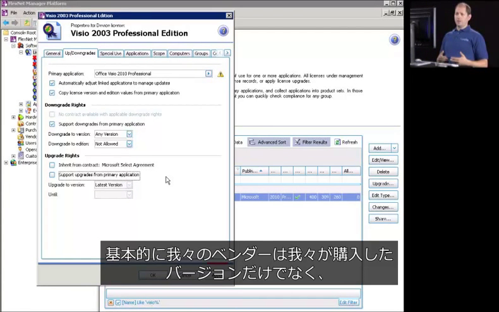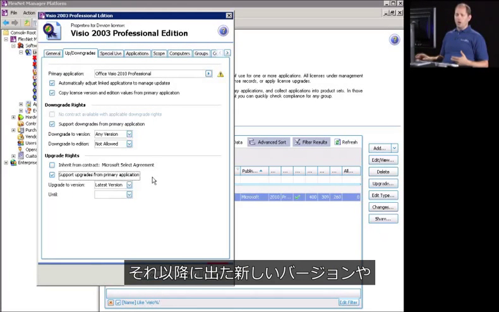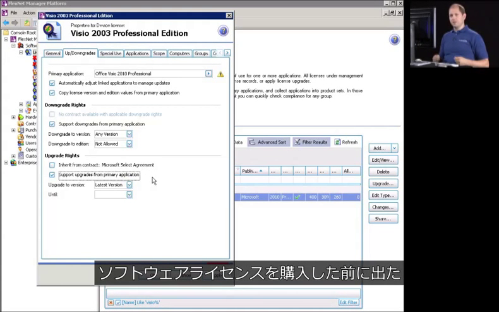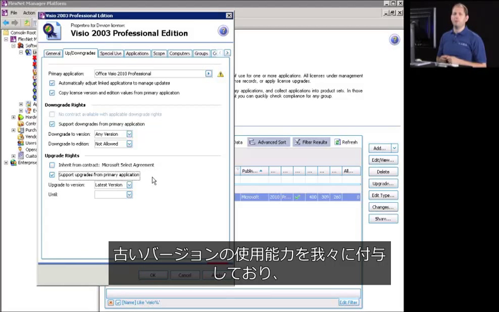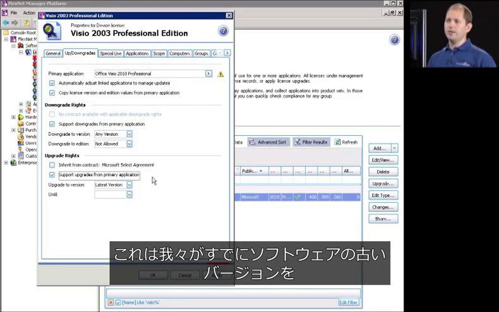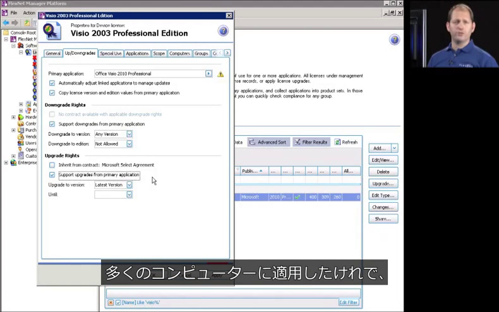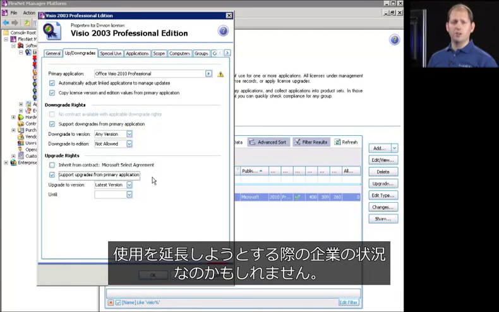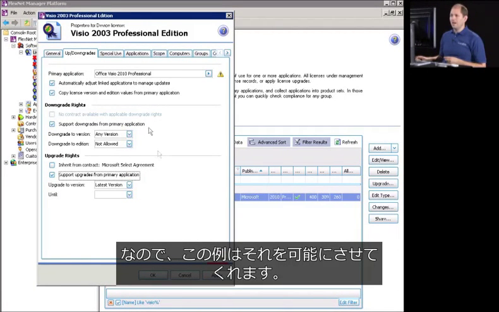So basically our vendor's given us the capability of using not only the version that we bought, but the newer versions that came out after it, and also older versions that came out before we bought the software license. And this could be in an enterprise situation where we've already rolled out an older version of the software to many other computers, but we want to extend the use. So this example allows you to do that.